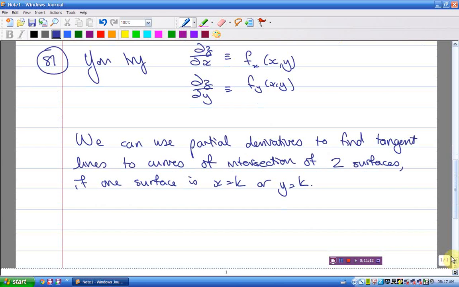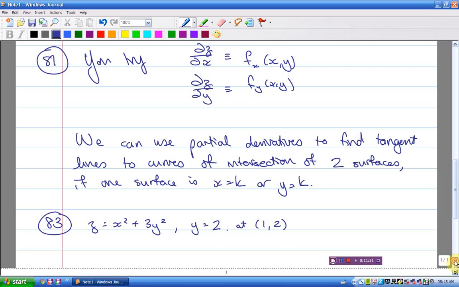And rather than write lots of words, this is best demonstrated with an example, so I'm going to demonstrate with exercise 83. It says, use partial derivatives to find the parametric equations of the line tangent to the curve of intersection of the graph z equals x squared plus 3y squared. So that's an elliptical paraboloid. And the plane y equals 2. Okay, and then they give us a point, x equals 1, y equals 2. Alrighty then, so these two surfaces, the elliptical paraboloid and this vertical plane, intersect and they have a curve of intersection and we're wanting a tangent line.